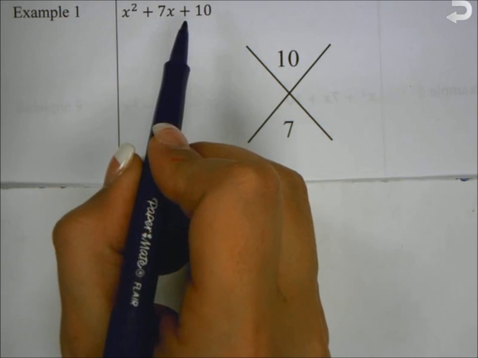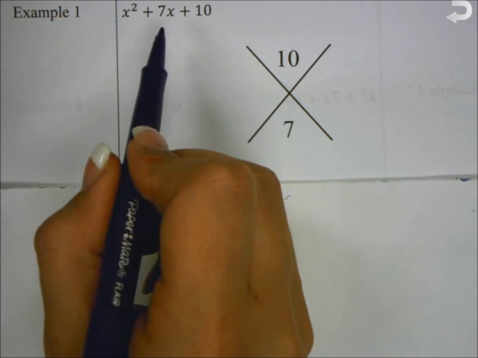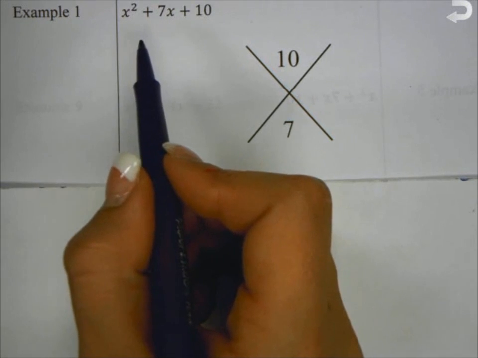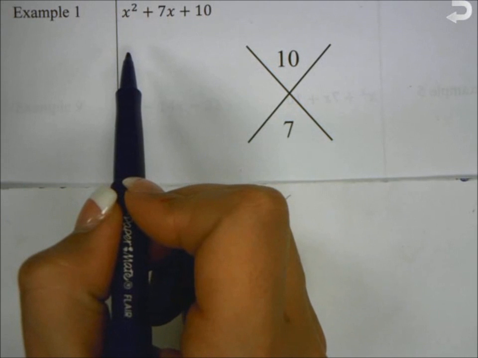How do you know which number goes at the top and which number at the bottom? Okay. So there's no GCF. It's obviously not a difference of two squares, right? So we are going to go to the diamond method for this.